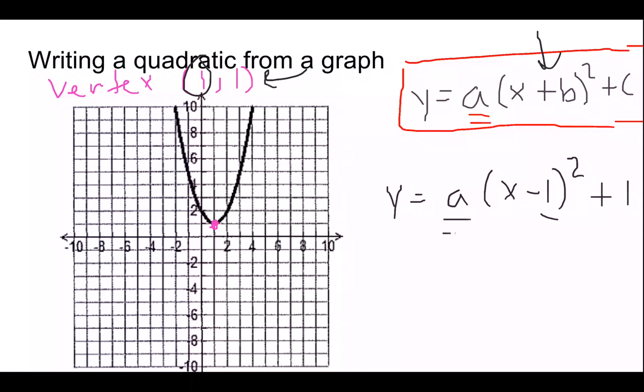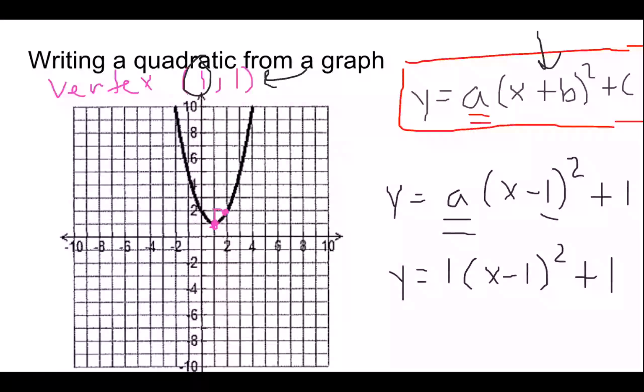So the only thing that we have left is our a value. And your a value is going to help you decide if it's up or down. And this graph is up, so it's going to be positive. The other way we find the next part of our a value is we see how far up the next nearest point is. And you can see the next nearest point is up 1. So our a value in this case is just 1. So y equals 1(x - 1)² + 1.